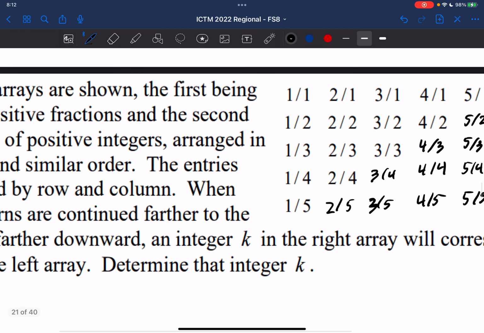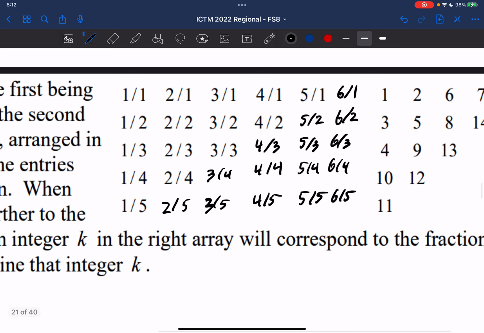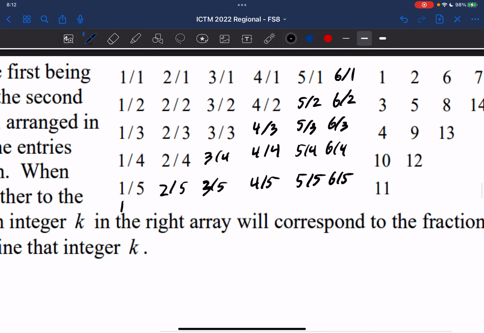Not there yet because we want 2 over 6. So that means we need to go down one more. So 1 over 6, 2 over 6, 3 over 6, and so on.